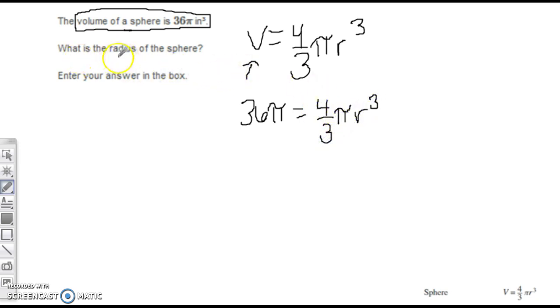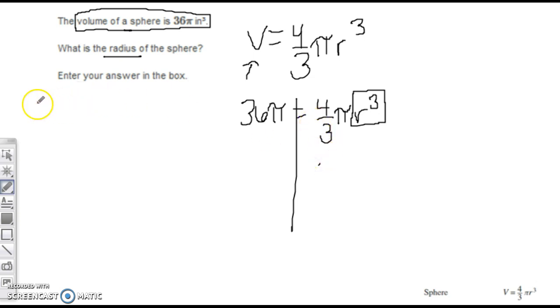And our ultimate goal is to find the radius. So we're trying to solve for the letter R. In other words, I need to isolate this one. So I need to get rid of 4/3 and I need to get rid of pi. There's two different ways you can get rid of 4/3. You can divide each side by 4/3, or you can multiply by the reciprocal, meaning that you can flip it and multiply.